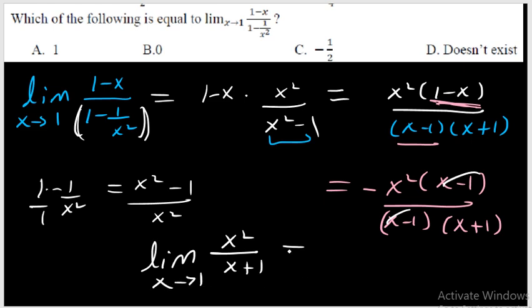Now we can substitute 1 directly, so the answer will be 1 over 2, but there is a negative here, we don't have to forget it. So the answer will be negative 1 over 2, which is C. The negative comes from here, when you exchange the place, the negative is extracted.